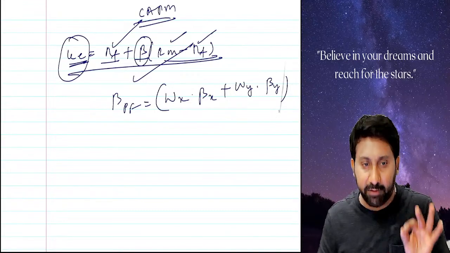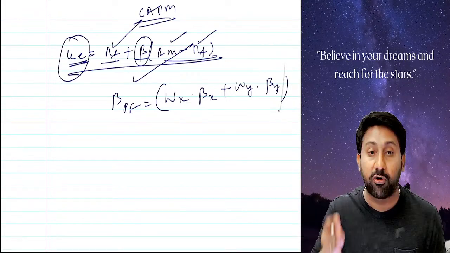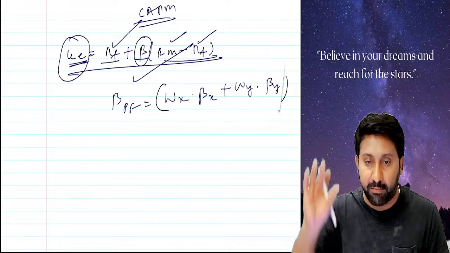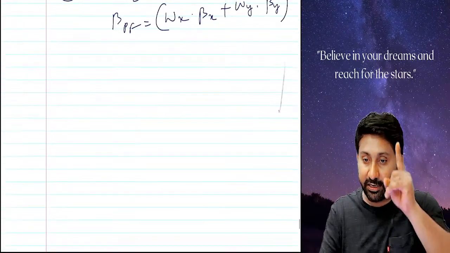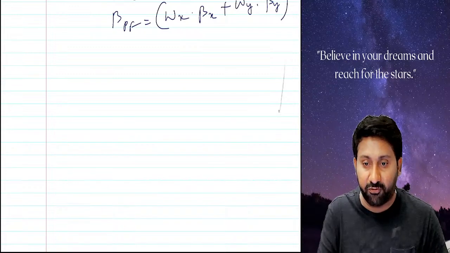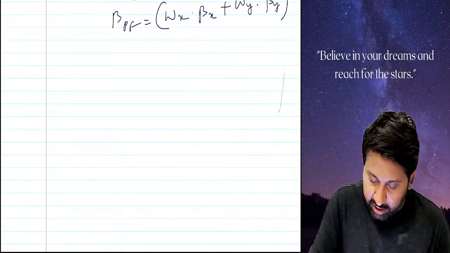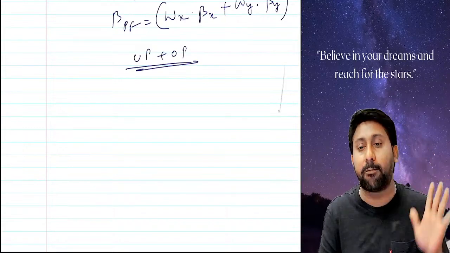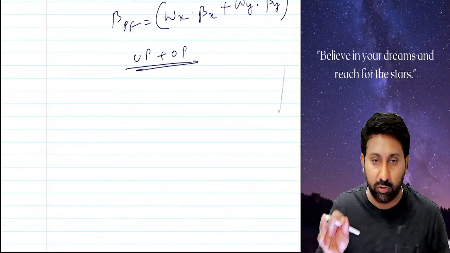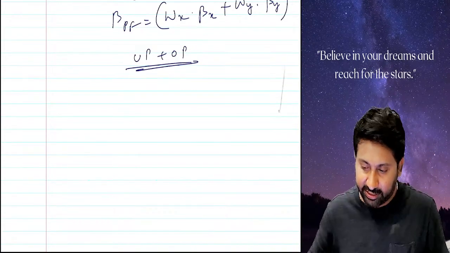So CAPM KE is nothing but KE equal to RF plus beta into RM minus RF. Just we need to apply this formula, you will get the answer. But there is one concept in portfolio theories chapter which is called as underpricing and overpricing. This is very important for exam. I will show you how the questions will come and how we should answer.